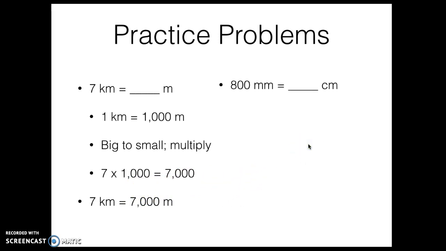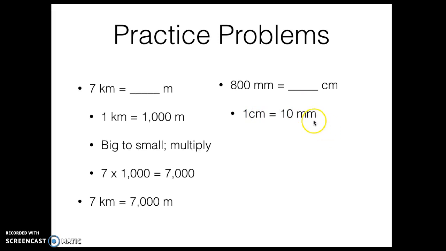Let's try the next one. 800 millimeters equals how many centimeters? Go ahead and pause the video and try this one on your own. Take a look. 1 centimeter equals 10 millimeters. My first thing I need to do is go to that conversion chart if I don't know which one's small and I don't know which one's big. Again, on the left side, this is the big. Centimeters is big. Millimeters is small.